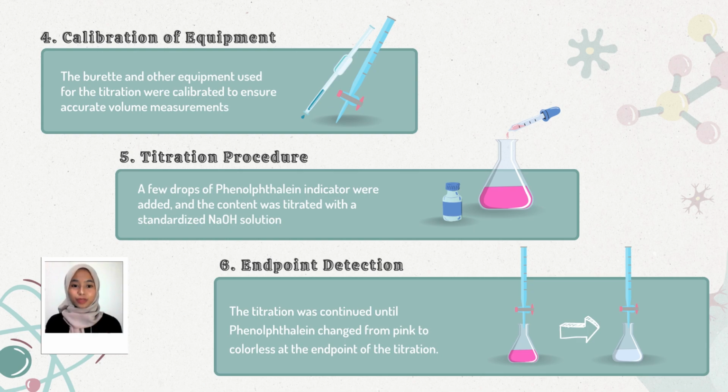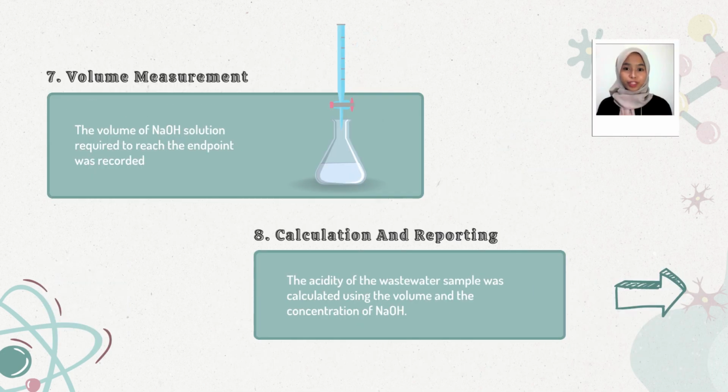The titration was continued until the phenolphthalein changed from pink to colorless at the endpoint of the titration. Next is volume measurement. The volume of sodium hydroxide solution required to reach the endpoint was recorded. And finally, calculation and reporting. The acidity of the wastewater sample was calculated using the volume and the concentration of sodium hydroxide.